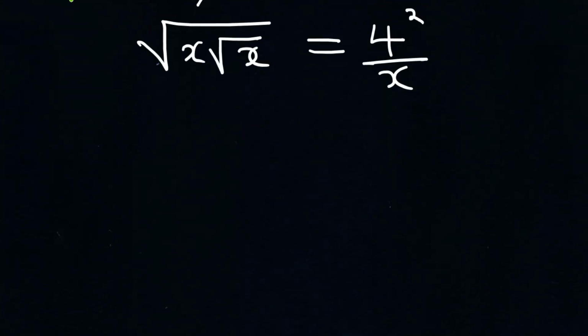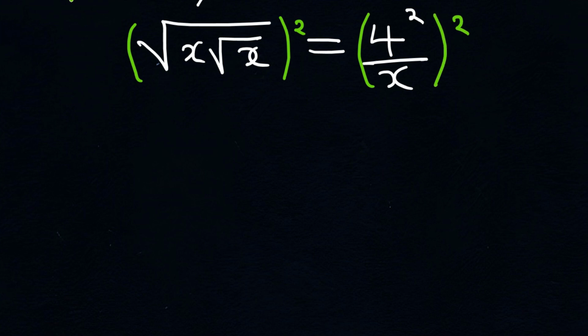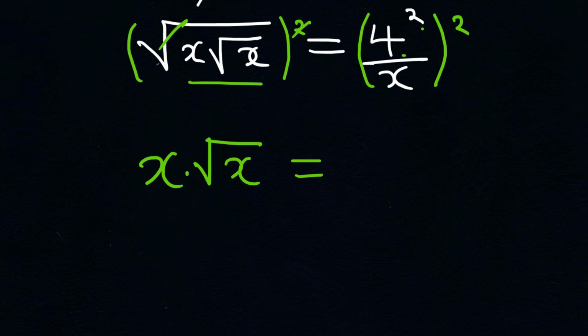Now the next step is going to be to square both sides and square the right hand side as well. So this 2 and this square root is going to cancel each other, and then we're going to be left with x multiplied by the square root of x, which is whatever we have within the brackets, is equal to 4 to the power of 2 multiplied by the power of 2 is going to give us 4 to the power of 4, divided by x multiplied by the power of 2 is going to give us x to the power of 2.